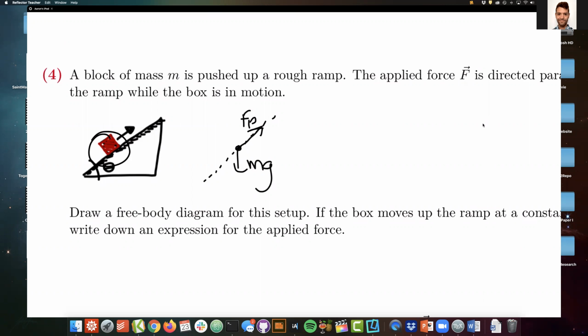So a force pushes up the ramp, and then there's friction. In this case, kinetic friction, because things are moving, parallel to the surface down the ramp. And then there's the surface force, or the normal force, in this case perpendicular to the ramp.